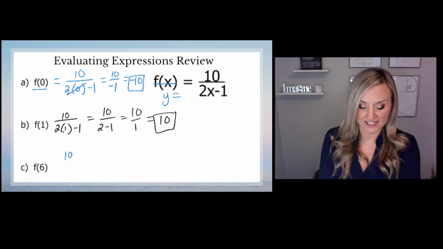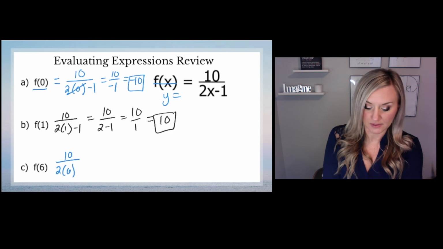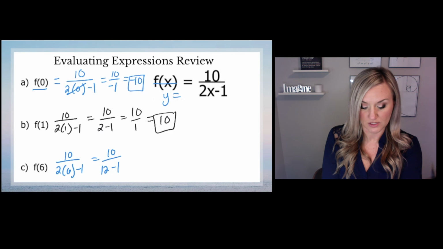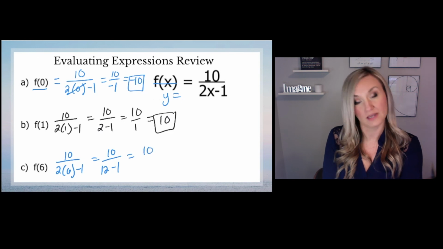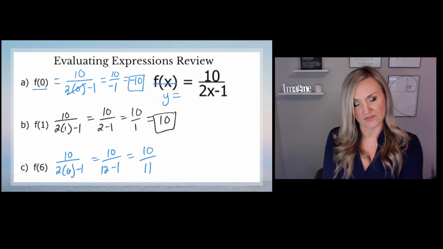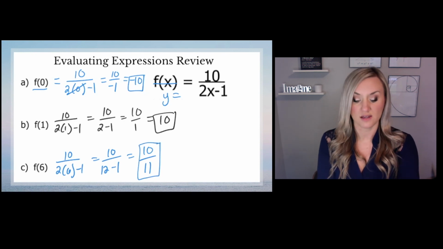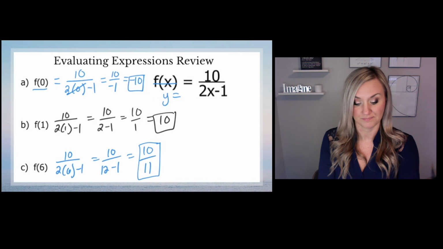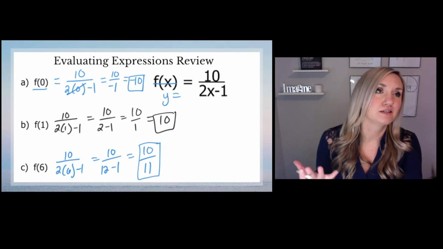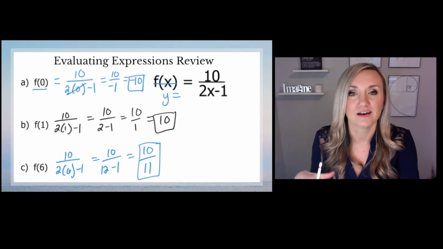All right, let's see how you did. I'm going to take that 6 and plug it in, so it is 10 over 2 times the 6 minus 1, which is 10 over 12 minus 1. Ooh. And then it would be 10 over 11, right? 12 minus 1, 11. Yeah, and then you're done. There's nothing else we can do there. I mean, we could convert it to a decimal, but no, it's not so fun.